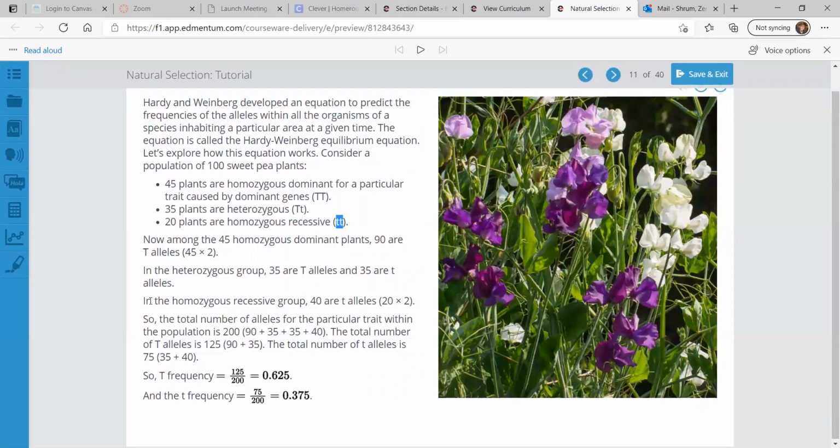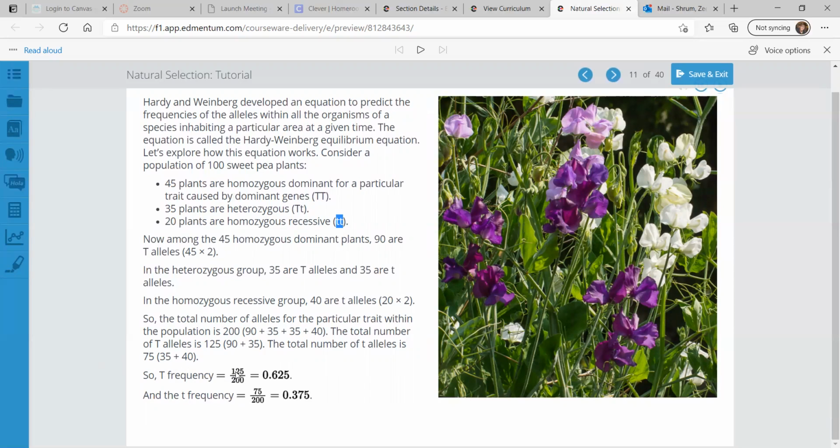So we have 90 dominant alleles in the first group, 35 dominant alleles in the second group, and then all of the last group is recessive alleles. So if you tally everything up, if you tally all of the dominant and the recessive, we get 90 plus 35 plus 35 plus 40. The total number of dominant alleles is 125. The total number of recessive alleles is 75. And together we have 200 alleles.